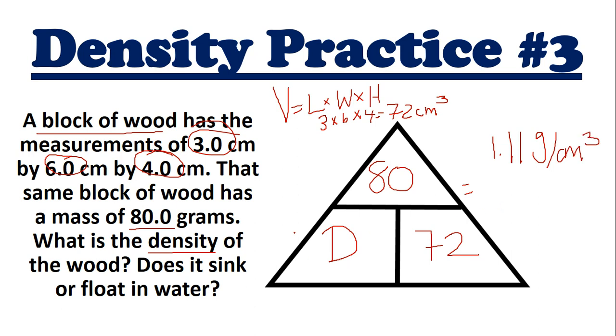That was the first question. We found out what density is. The next question is, does it sink or float in water? What's the density of water? It's 1. Is this number greater than or less than water? Well, it's greater than water, so it's going to sink. If it was less than water, it would float.